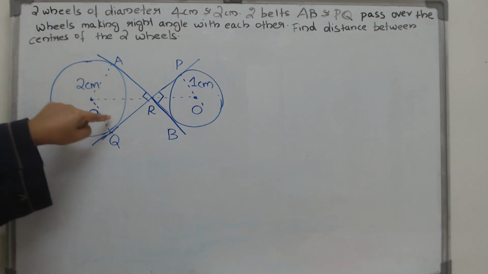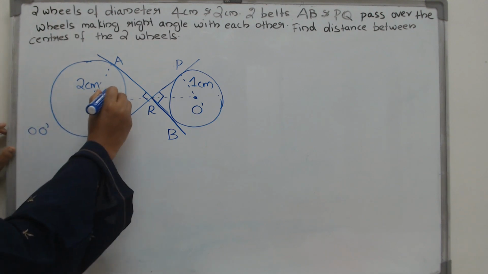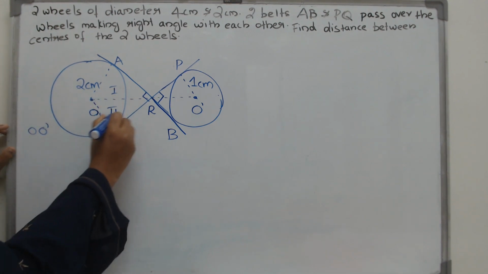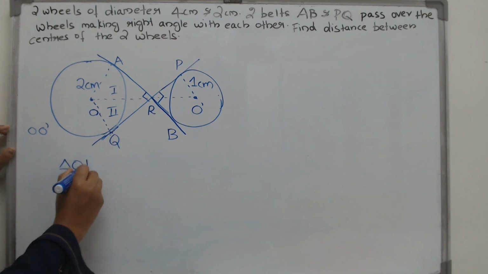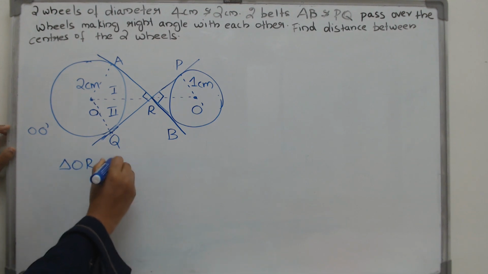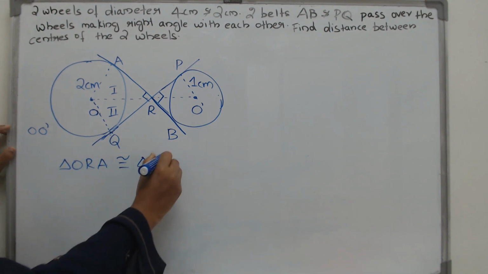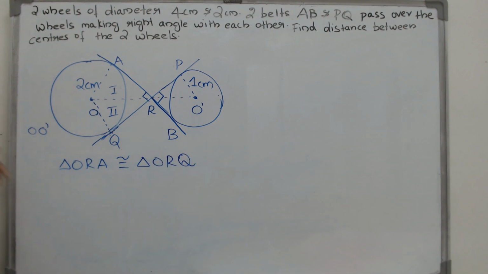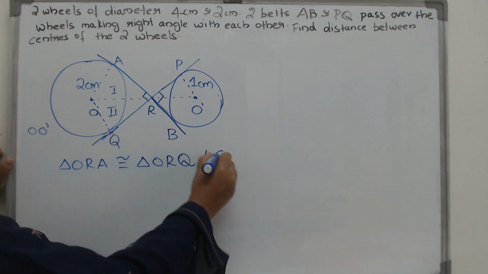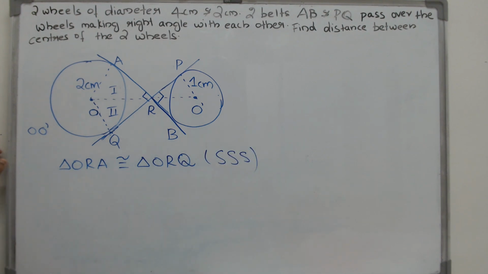Then you see we have two triangles here. I will name them 1 and 2. They are triangle ORA and triangle ORQ. Now you can prove that the two are congruent using the SSS criterion. Can you tell me how we get that?